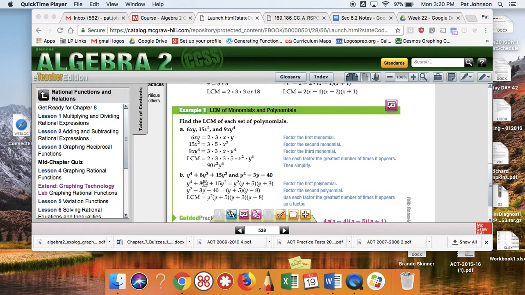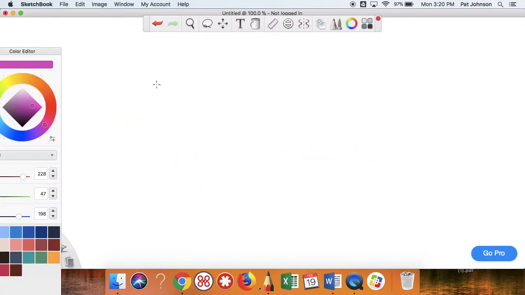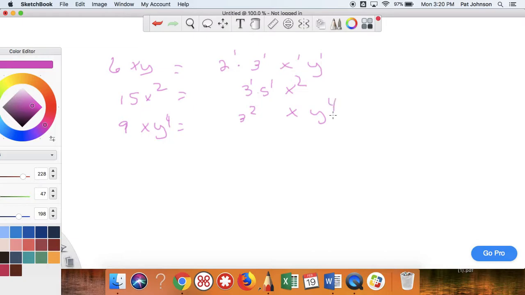They want us to find the LCM of, and we'll learn how to use polynomials, 6xy, 15x squared, and 9xy to the fourth. The first thing I'm going to do is write them all out. So I've got 2 times 3, and variables are easy because they're all implied whatever power they are. So this is 3 and 5 and x squared. This is 3 squared, x and y to the fourth.